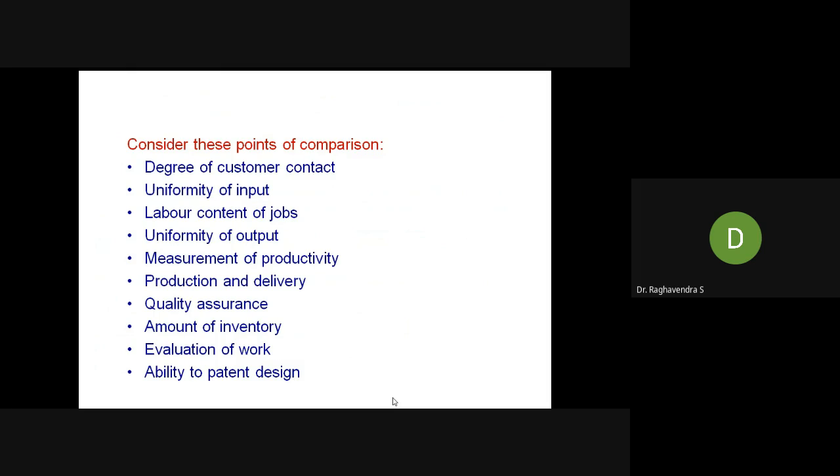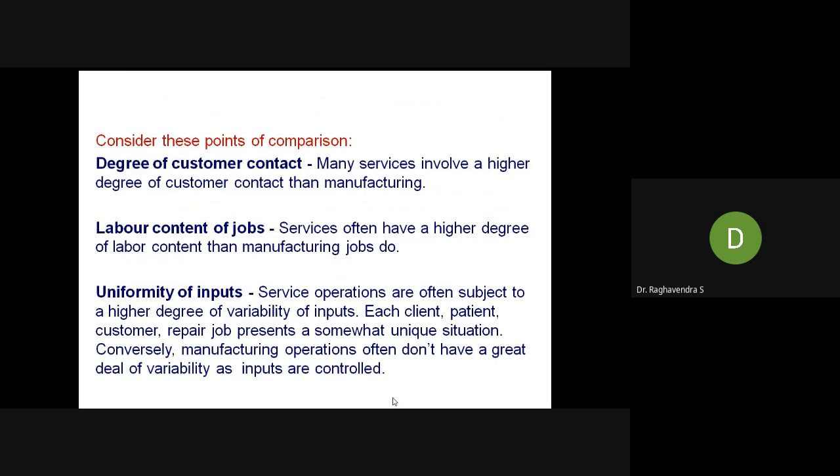Consider points of comparison: degree of customer contact, uniformity of input, labor content of jobs, uniformity of outputs, measurement of productivity, quantity difference, amount of inventory, evaluation of work, ability to patent design. So these are very important points in the organization. Many services involve a higher degree of customer contact than manufacturing. Sometimes they require very good contact. That is very important in any industry.